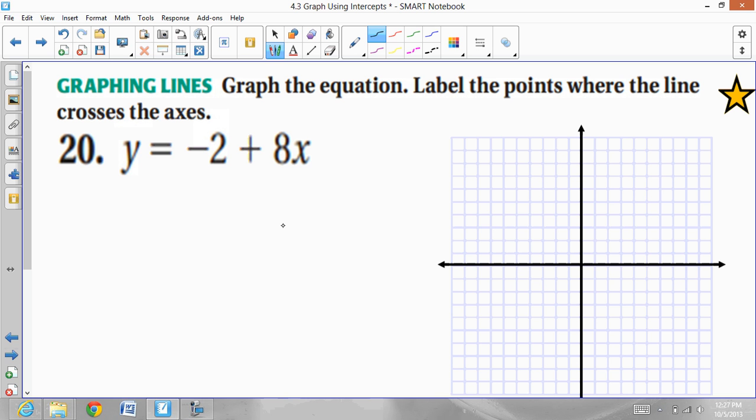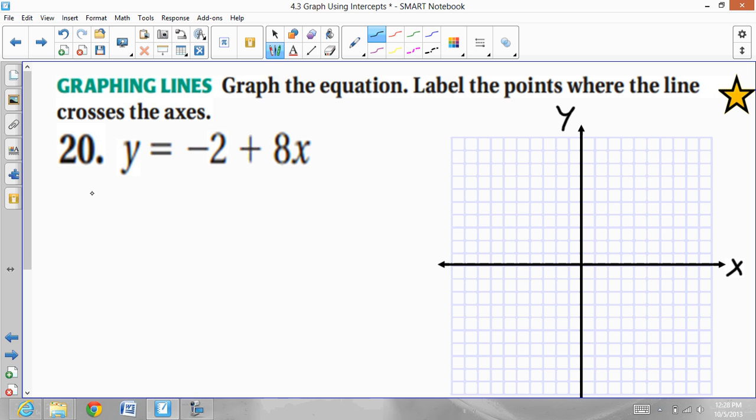Focus on question number 20. In this case, you are given an equation y equals negative 2 plus 8x. The question is asking you to graph the equation, and they are asking you to label the points where the line crosses the axis. That means they are basically asking you where it's going to cross the x-axis and the y-axis. Now remember, the vocabulary that goes with the point where it touches or crosses the x-axis is nothing but your x-intercept and your y-intercept.